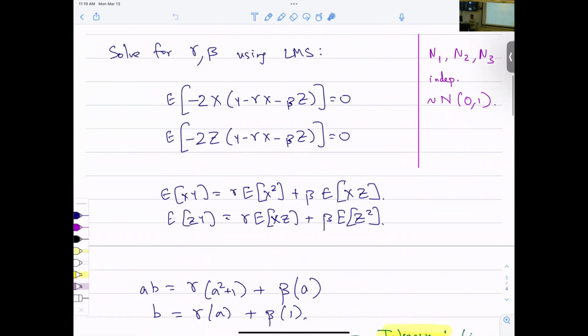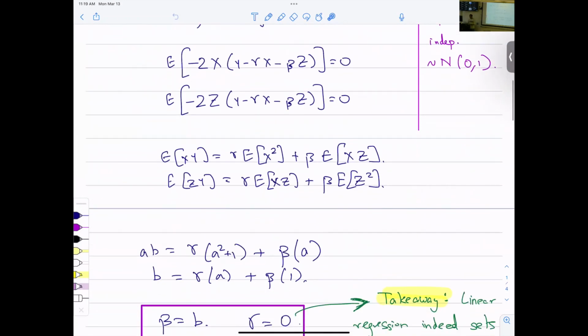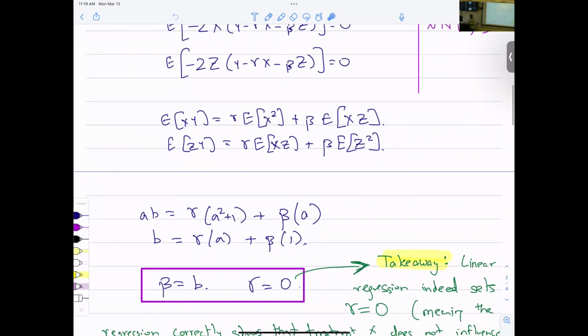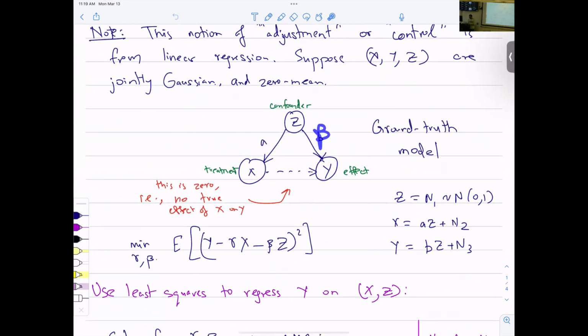So yeah, you can compute this. For example, if you want the second moment of X, X squared is just A squared plus one, because Z is independent of N2, and you can just compute things out. Similarly, you can compute every other term, stick it in, solve for this. And you get what you would expect, which is beta is B and gamma is 0. It says that you have learned through least squares the right model, which is Y hat equals B times Z, your data, plus 0 times X.